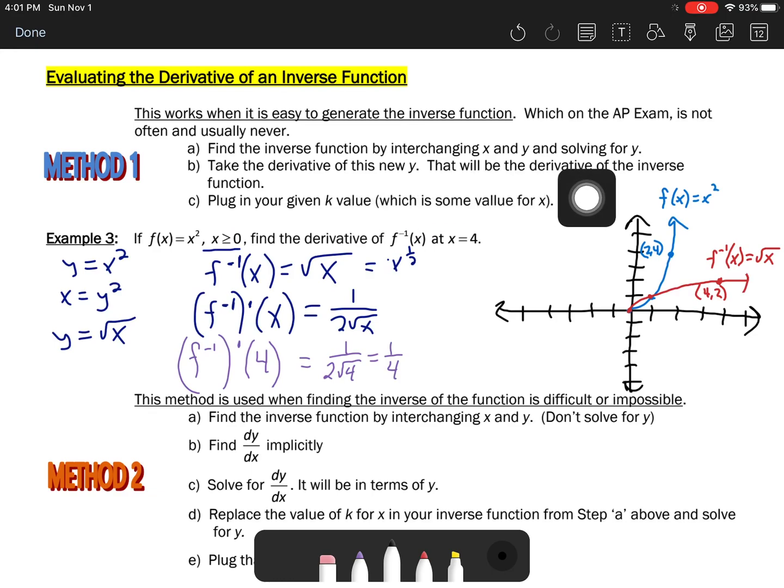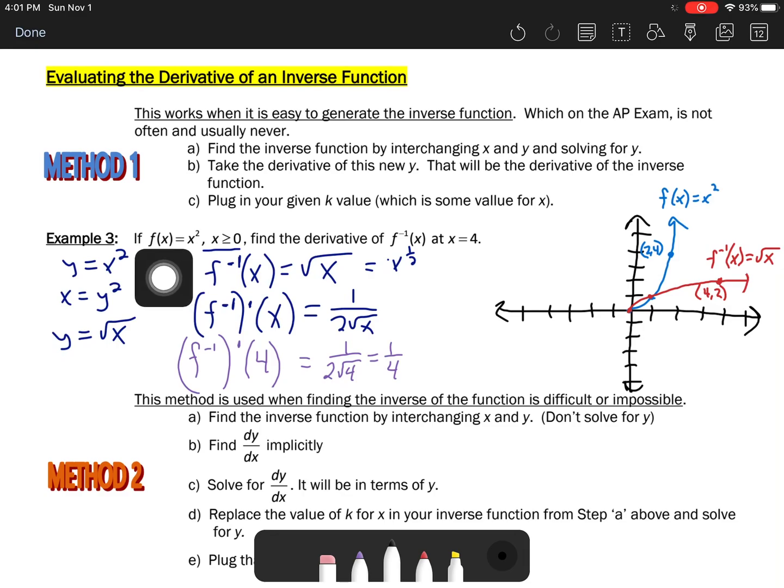Okay, so it says find the inverse function by interchanging x and y and solving for y. Take the derivative of this new y, which is your inverse function. So that's going to be the derivative of the inverse function, and then plug in the k value, which is some value of x. Typo there.